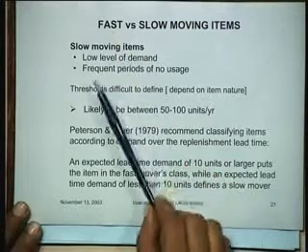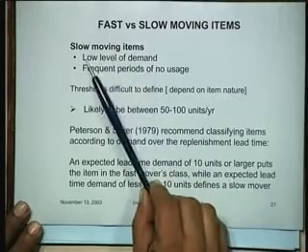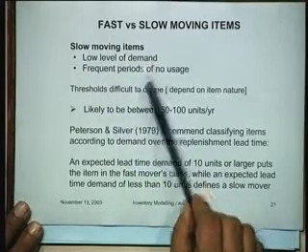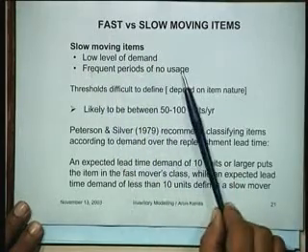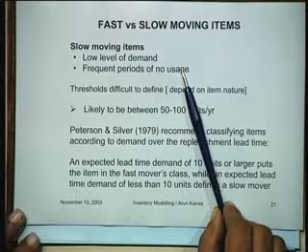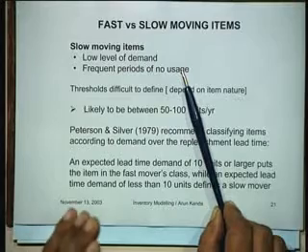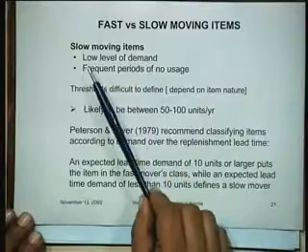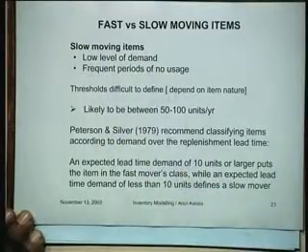Right? So slow moving items have these two things. They have a low level of demand, number one, and they have frequent periods of no usage. If you find that in your stores there's a low demand for some item, and then for 1 year you don't need it, suddenly you require one item after 1 year or something, that is an item which can be classified as a slow moving item.